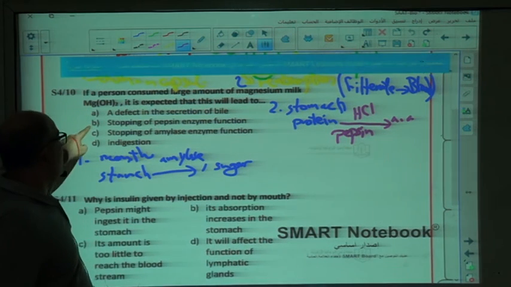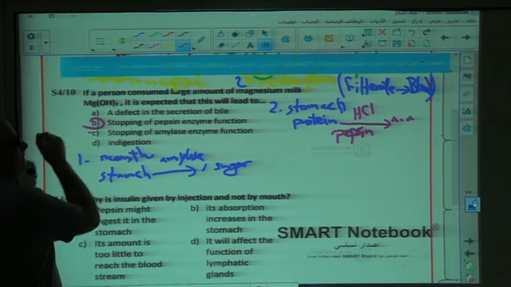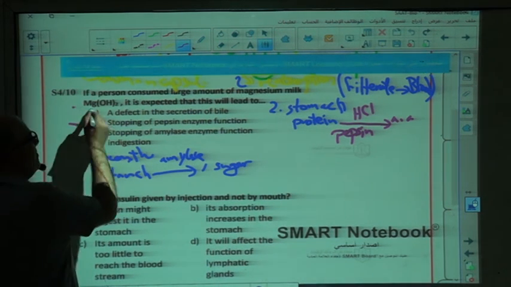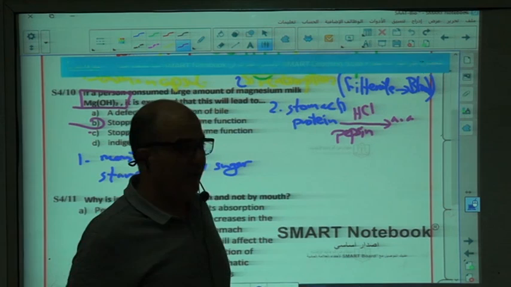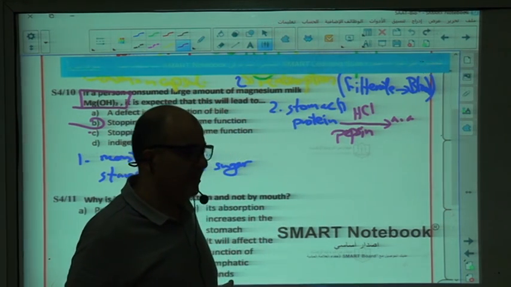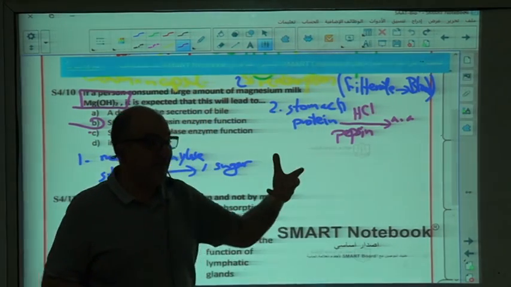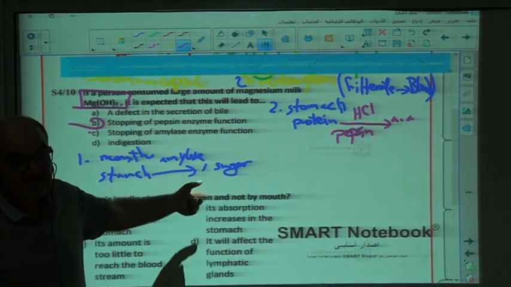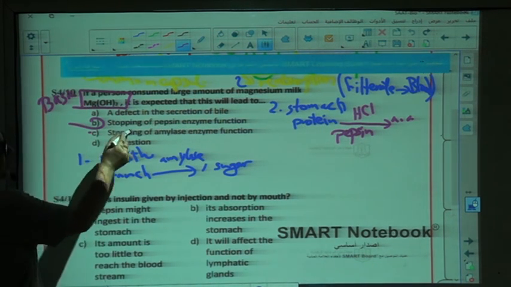So why did you choose this? I don't know, I guess. Not this. B. Guys, if you look at this compound, MgOH2, what do you think this compound is? Acidic or basic? Basic. Nice. So this is basic. When it comes to the stomach, guys, it will change the acidity, it will change the pH inside the stomach, right? That's why it will stop the action of pepsin. Clear guys? This is basic or alkaline, and will stop the pepsin.